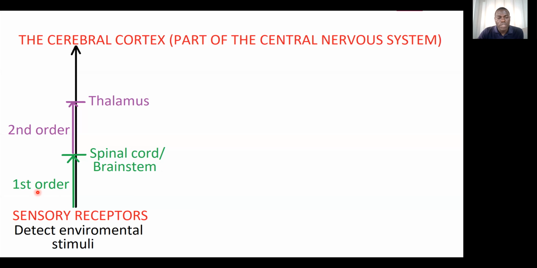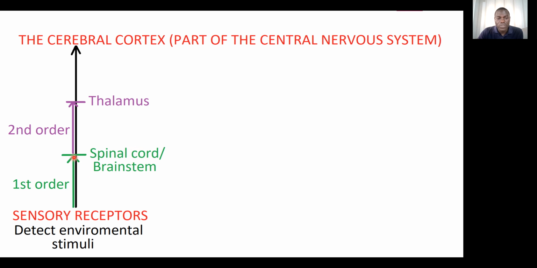What is important to note about the first order sensory neuron is that its cell body will tend to be outside the central nervous system. So the dendrite will come from the receptor, then all the way to the cell body, then the axon of that neuron is the one that enters the central nervous system. It can either terminate within the spinal cord or within the brainstem. That's the end of the first order sensory neuron.